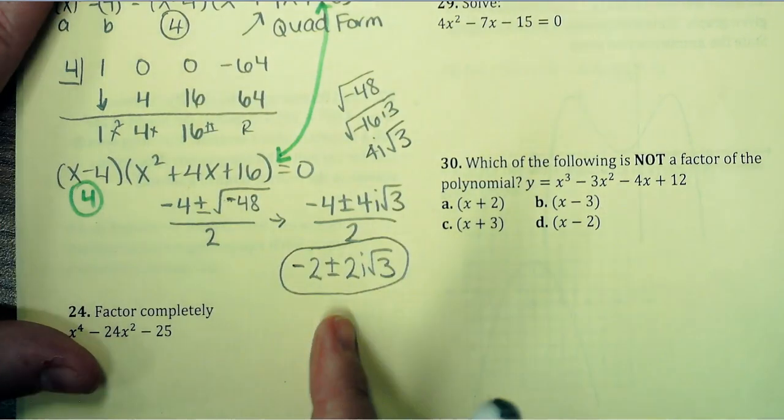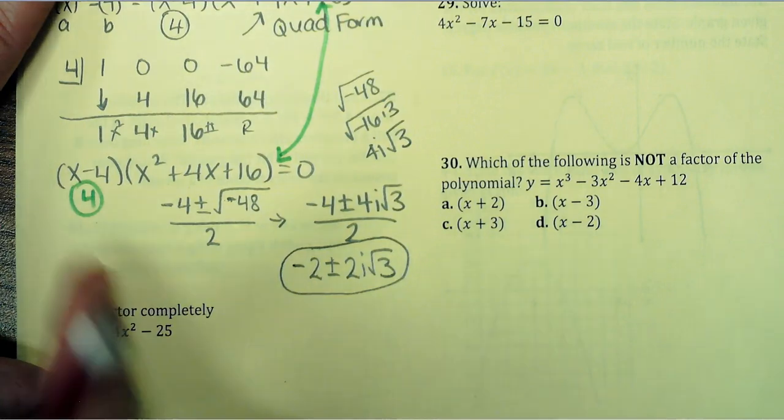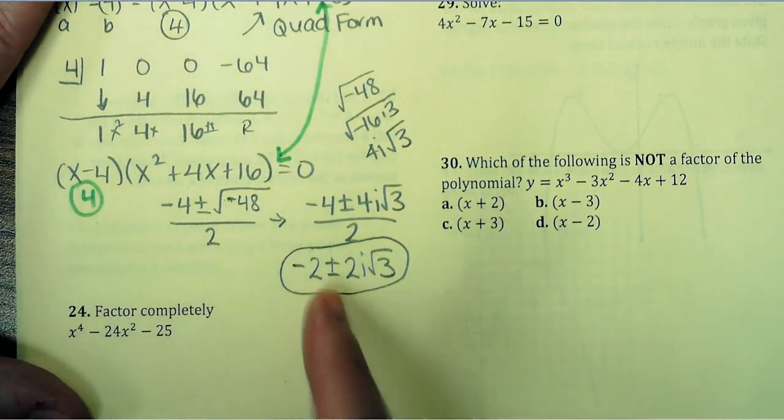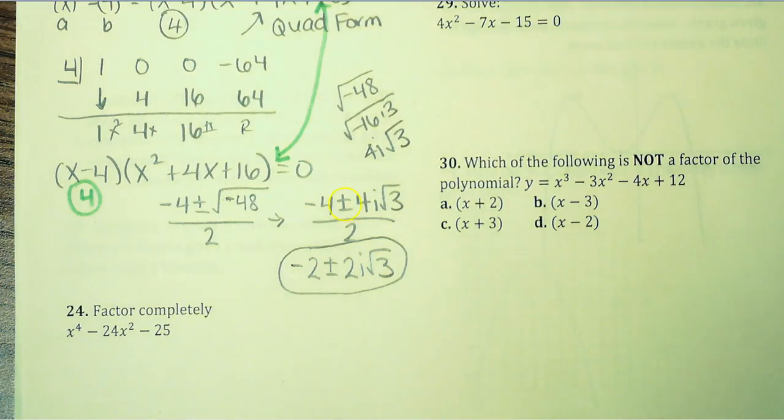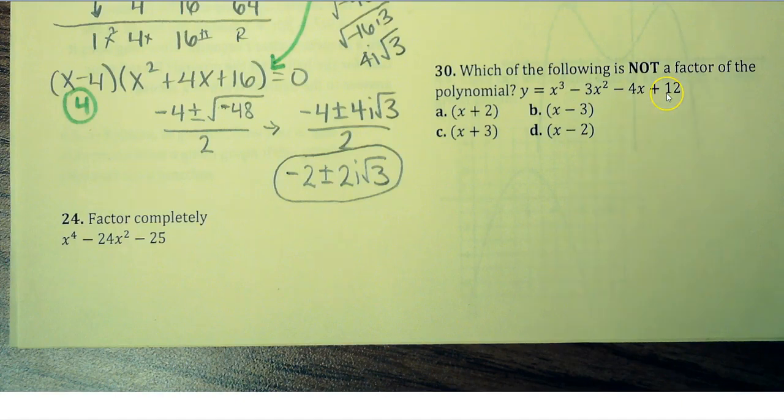These are the other two answers, and they would be imaginary because we didn't see them on the graph. So 4, and then this is two different answers with the plus or minus, -2 plus 2i radical 3 and -2 minus 2i radical 3, also solutions.